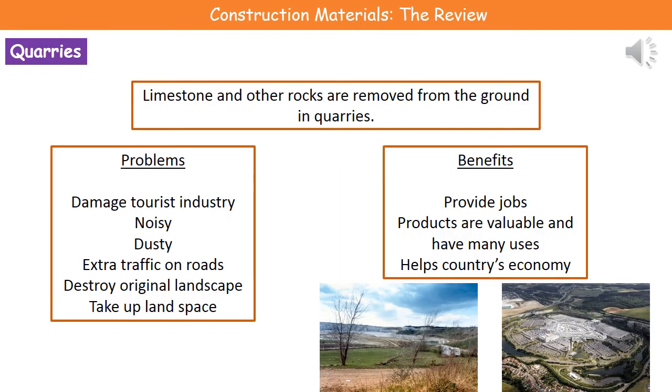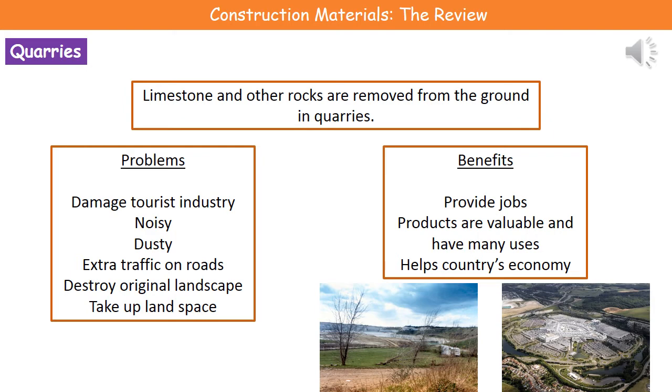Finally, we need to consider how we actually get these rocks. So limestone and the other rocks that we're going to use are removed from the ground in these things called quarries. So what we find is that there are some benefits to having these quarries in that they provide jobs, and this is usually in areas in the countryside where there may not be many jobs going. The products that they generate are valuable and they've got many uses, and because we can sell those products, it helps the country's economy. But there are also some downsides that we need to consider.